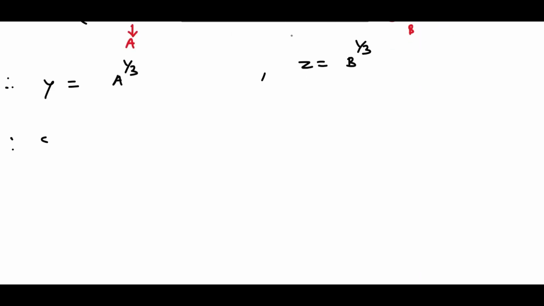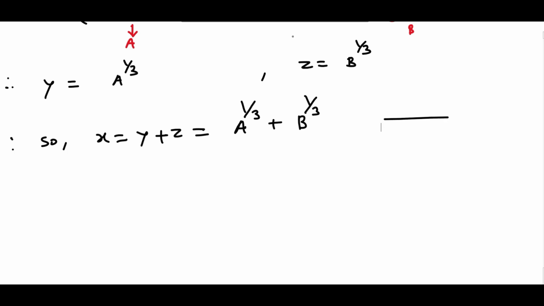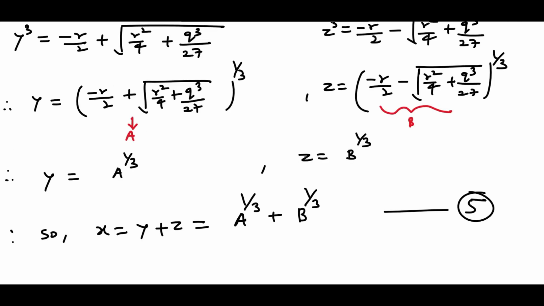So further we can find the value of x, that is y plus z, and that is A to the power 1 by 3 plus B to the power 1 by 3. So let us suppose this is equation number 5, and take this as equation number 6.